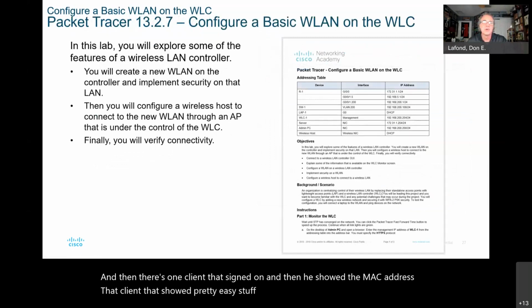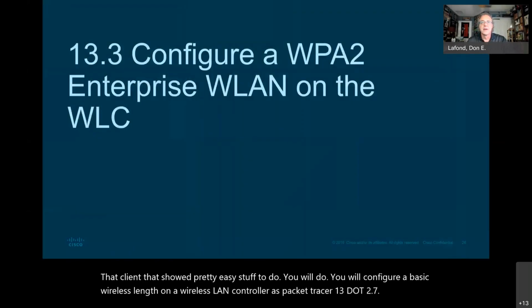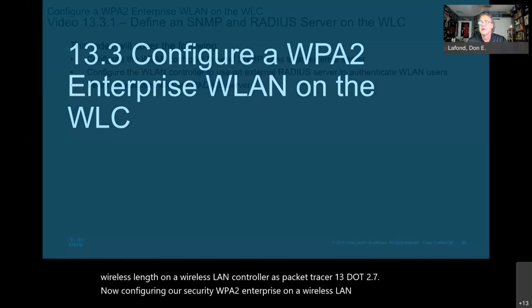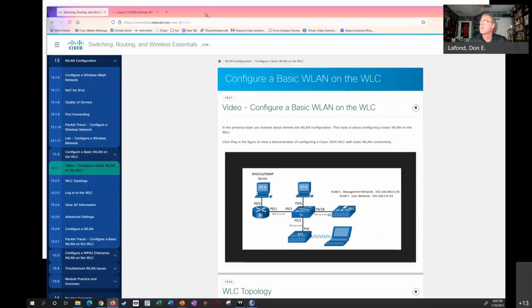You will configure a basic wireless LAN on a wireless LAN controller as Packet Tracer 13.2.7. Now configuring our security, WPA2 Enterprise on a wireless LAN using the wireless LAN controller. And there's a video to help us to understand the concepts. It is 13.3.1.